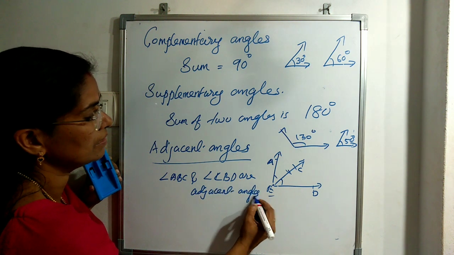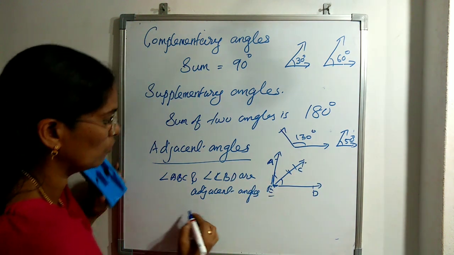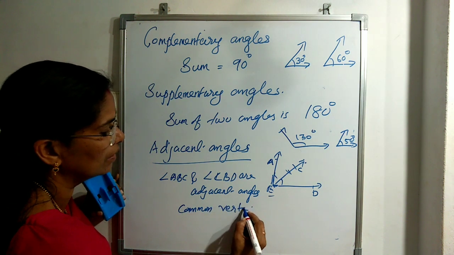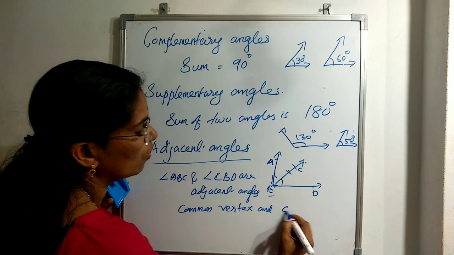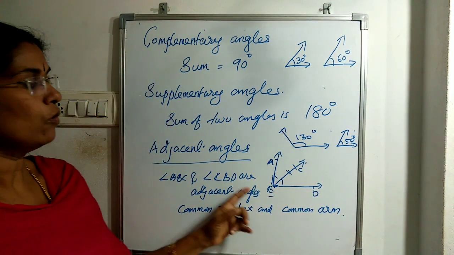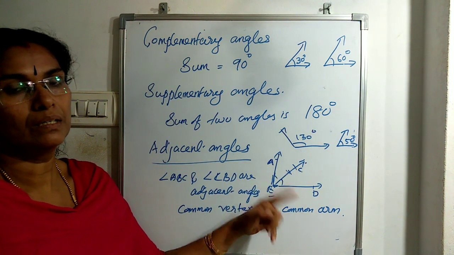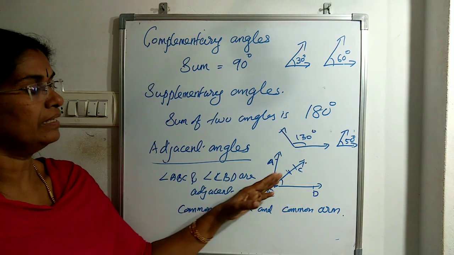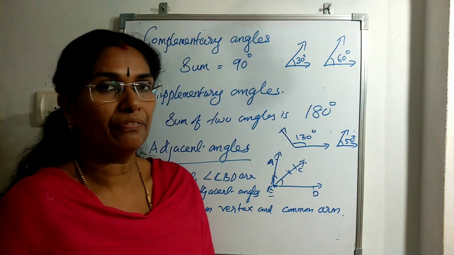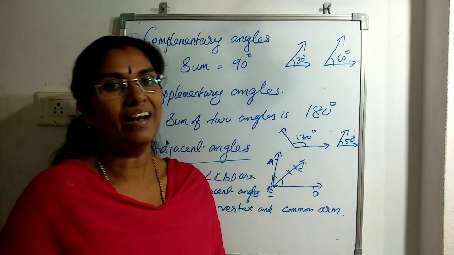Clear about these adjacent angles? They have a common vertex and a common arm. It is very important: common vertex and common arm. And also the non-common arms are on different sides of the common arm. Okay, these are the conditions. A common vertex and a common arm, and non-common arms on different sides of the common arm. Those types of angles are called adjacent angles.